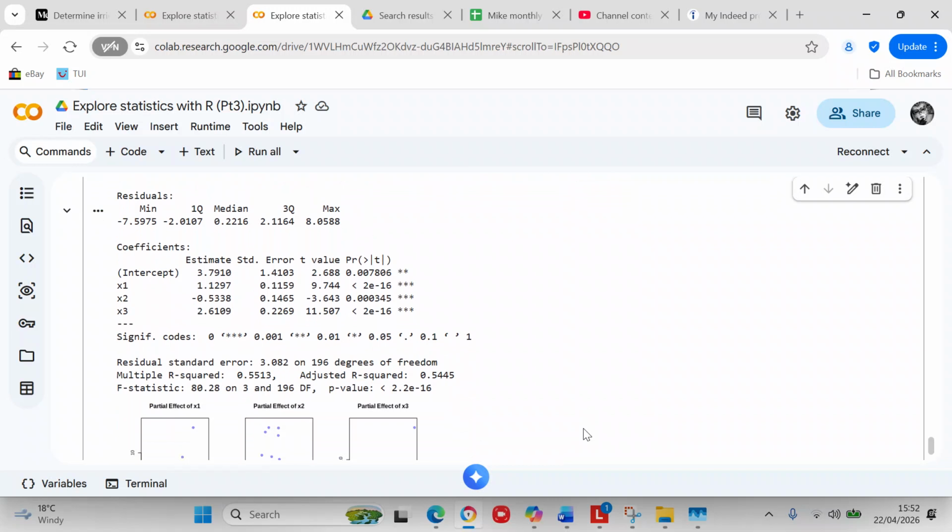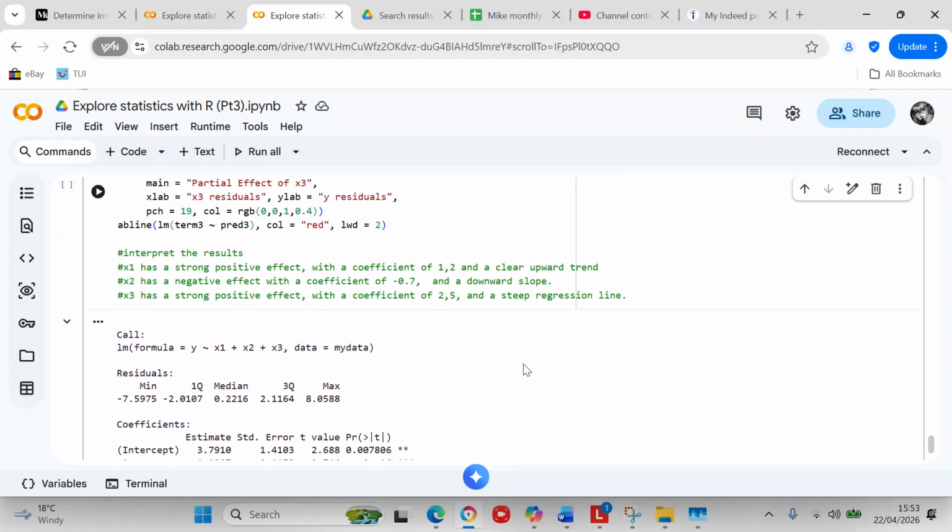Your multiple R-squared is 0.5513. Your adjusted R-squared is 0.5445. Your F-statistic is 80.28 on 3 and 196 degrees of freedom. And your p-value is a very low value.